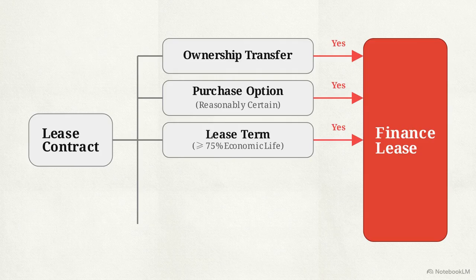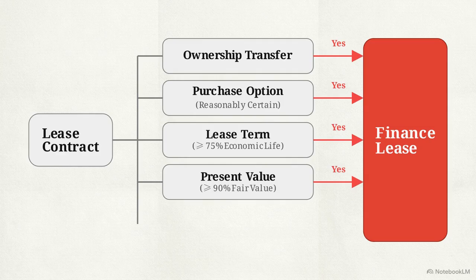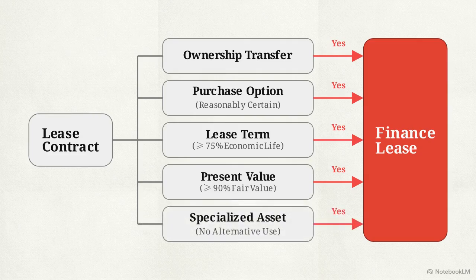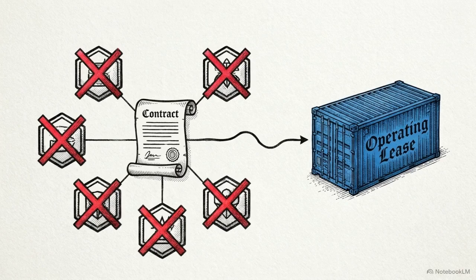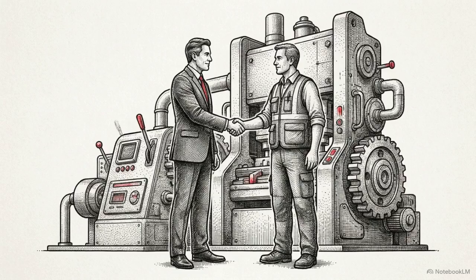The fourth focuses on present value. We sum the present value of the lease payments plus any guaranteed residual value. If this equals 90% or more of the asset's fair value, the lease is classified as a finance lease. Finally, the fifth criterion checks if the leased asset is so specialized that it is expected to have no alternative use to the lessor once the term expires. If a contract fails to meet any of these 5 thresholds, it is automatically categorized as an operating lease. Meeting any of these 5 criteria signifies that the lessee has assumed the economic risks and rewards of ownership.